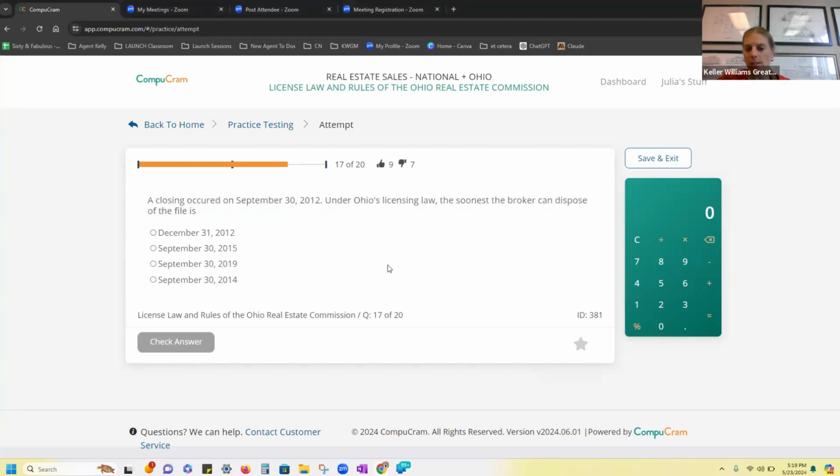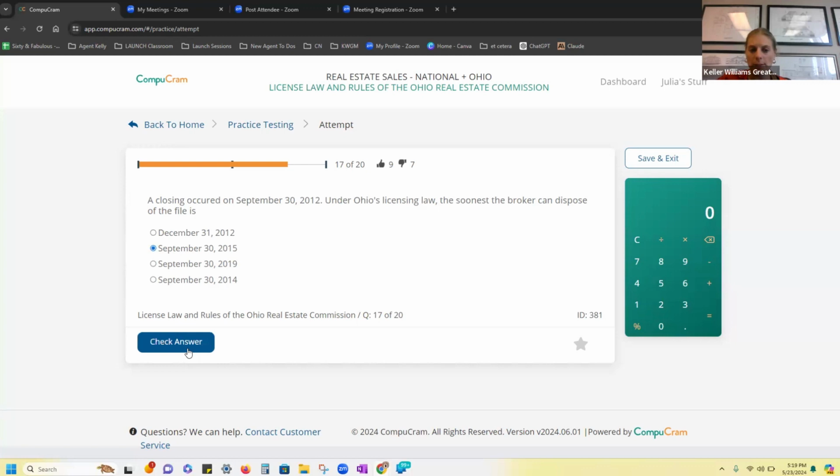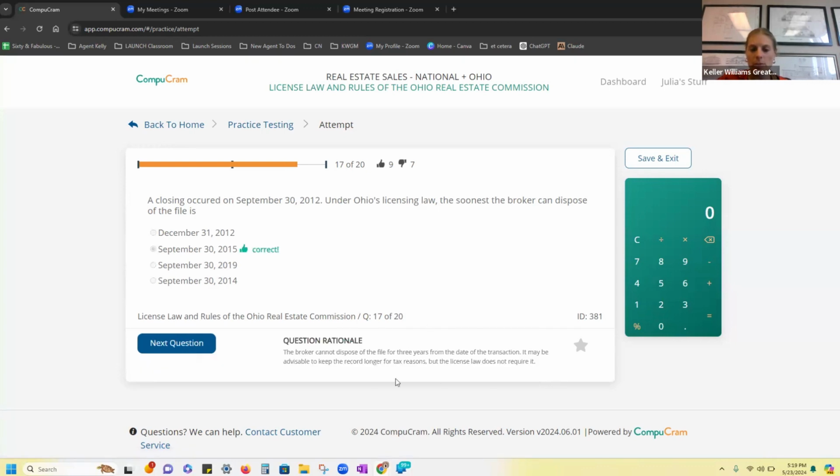So how long do you have to keep a file? I'm gonna say it's 3 years, so I want to say B. All right, B. Is correct. It is 3 years. The broker cannot dispose of the file for 3 years from the date of the transaction. Good job.